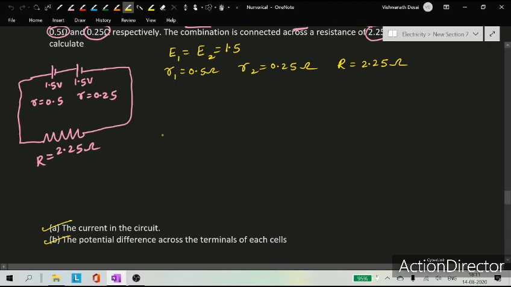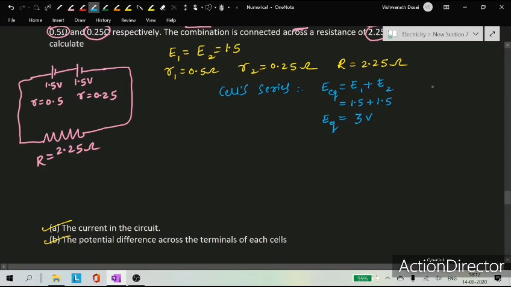Before calculating current in the circuit, total EMF we will calculate, because both the cells are producing the current. So total EMF we can calculate. Since both the cells are in series, therefore the formula of cells in series, equivalent EMF is equal to E1 plus E2. What is the value of E1 here? 1.5 plus 1.5. This is equal to 3 volt. So E equivalent, we got it.